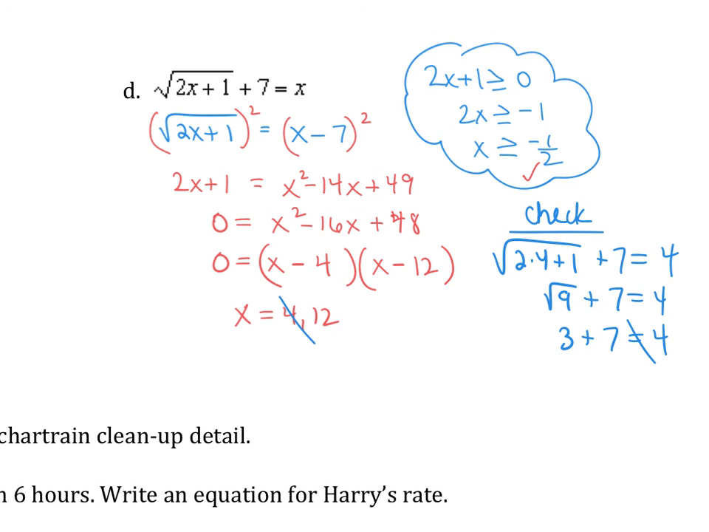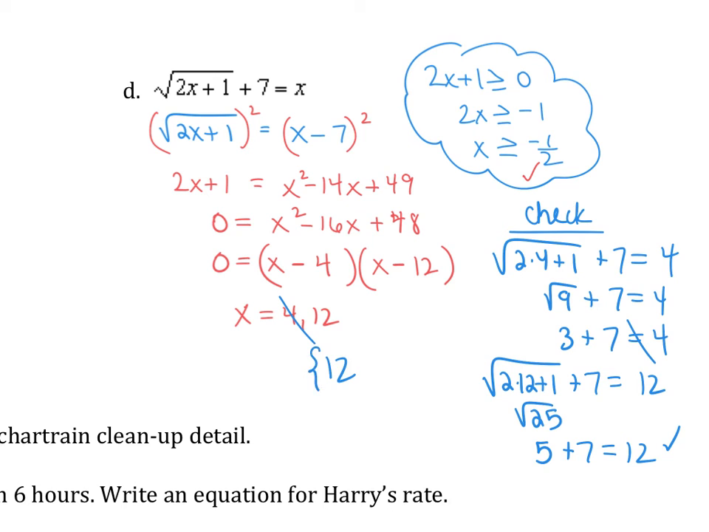So next we'll plug in 12. The square root of 2 times 12 plus 1, plus 7, equals 12. And that gives me the square root of 25, which is 5, plus 7 does equal 12. So 12 is our only solution.